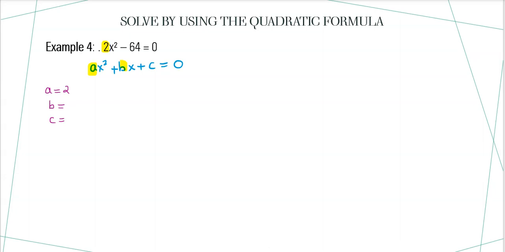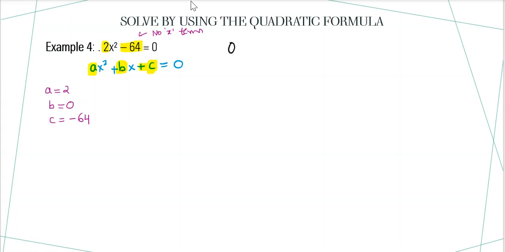Similarly, b stands for the coefficient of x. But here we can see there is no x term. So, when there is no x term, it means the coefficient b is 0. You need to be careful here. When a term is not available in the given equation, the coefficient becomes 0. Then c is the constant term with its sign. Here the constant term is 64 with the negative sign, so it is −64.